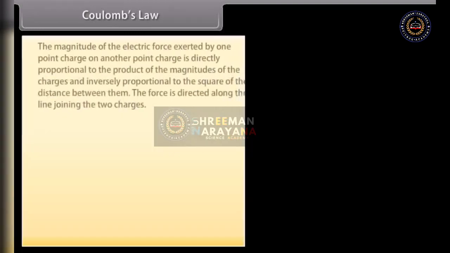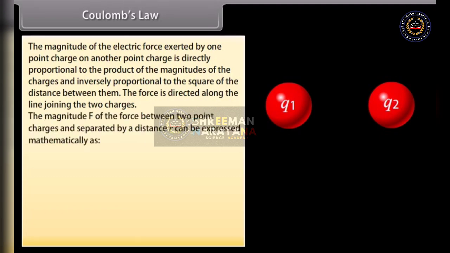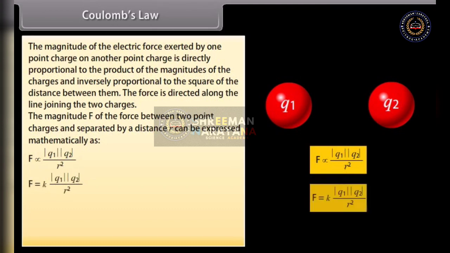Coulomb's law. The magnitude of the electric force exerted by one point charge on another point charge is directly proportional to the product of the magnitudes of the charges and inversely proportional to the square of the distance between them. The force is directed along the line joining the two charges. The magnitude F of the force between two point charges Q1 and Q2 separated by a distance r can be expressed mathematically as F = k|Q1||Q2|/r².